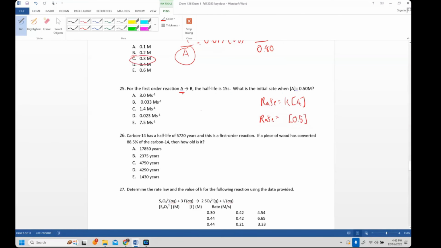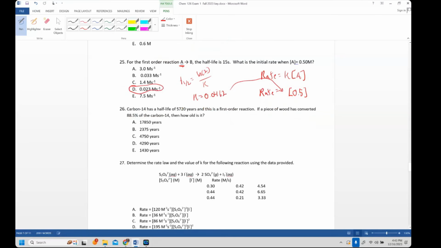So we are looking for this K value. Now, since it's first order, we know that T1/2 equals natural log of 2 over K. So we have the half-life is 15. So we can do natural log of 2, so that's 0.693 divided by 15. And that gives a K value of 0.0462. We plug that into here, multiply that by 0.5, and we get 0.023, which is equal to D.